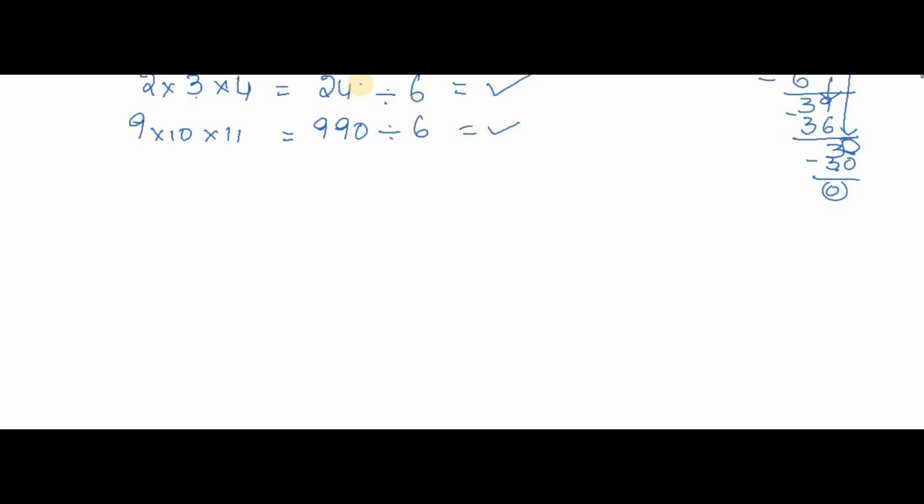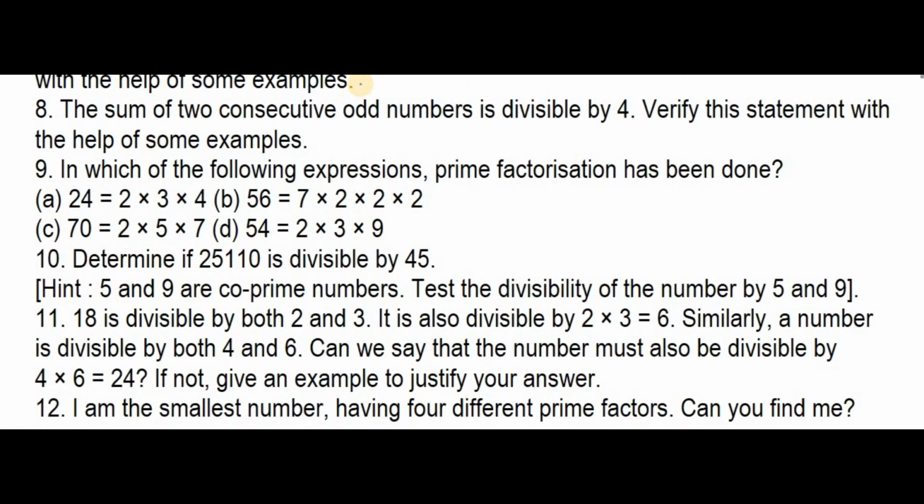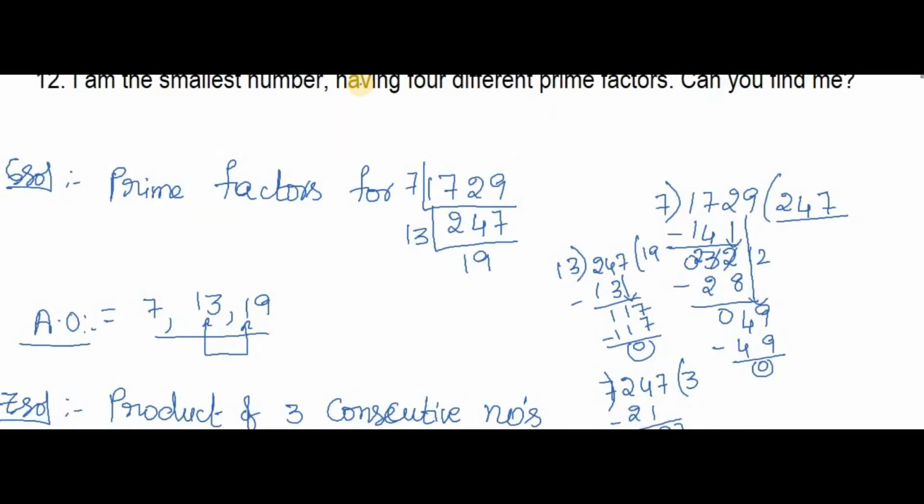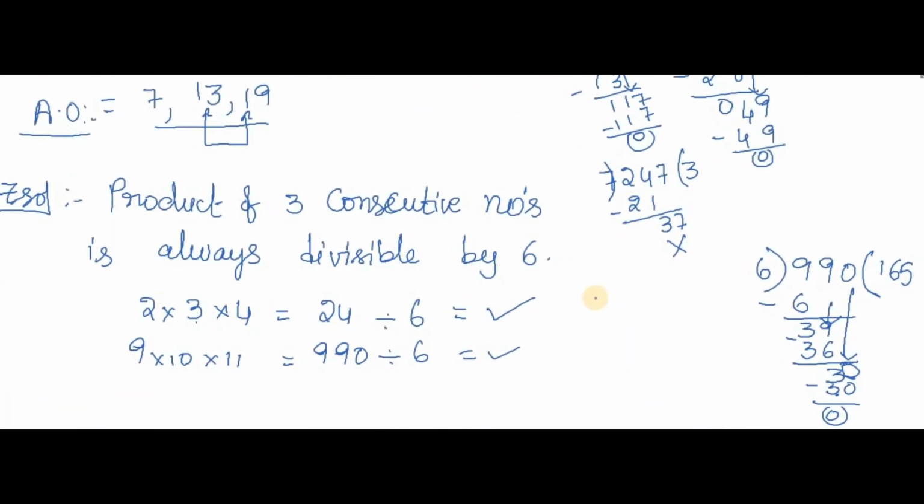So he said that just simply verify the statement with the help of some examples. We just took those examples. And coming to the 8th question friends, move on to the 8th word problem. The sum of two consecutive odd numbers is divisible by 4. Verify the statement with the help of some examples. Okay, we'll verify it with the help of some examples now.